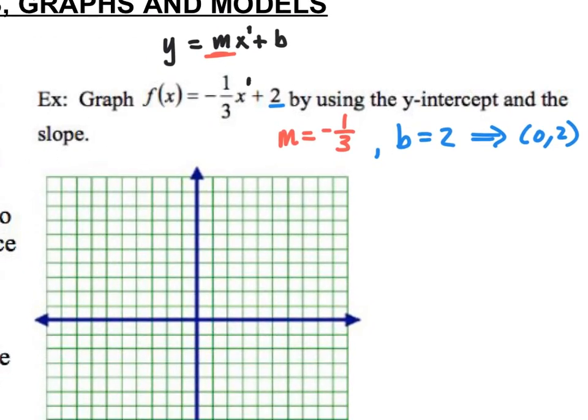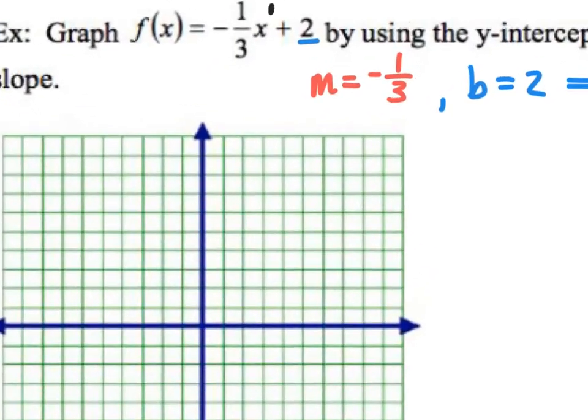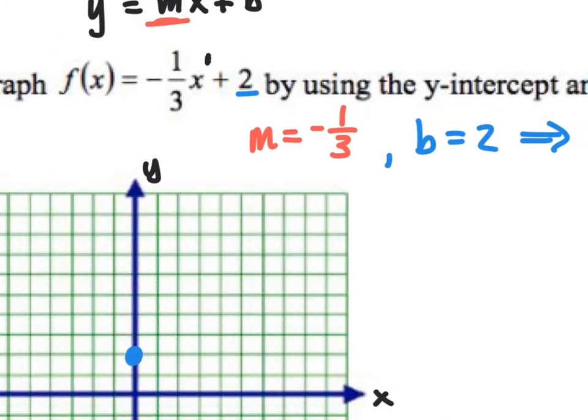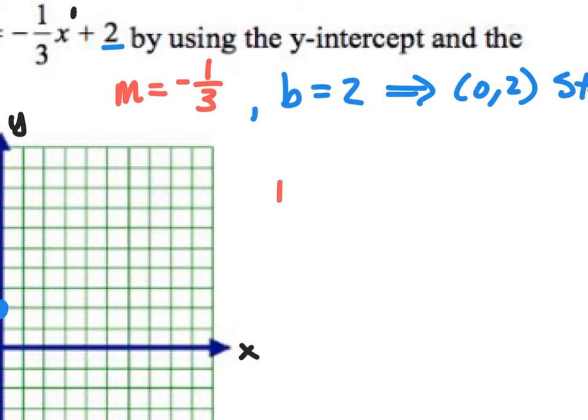So what I'm going to do is label my axes over here with x and with y. Okay, and I'm going to go up 2, and I'm just going to go ahead and plot a point. All right, and I'm going to do that in blue, okay, to keep things straight. Now I have the slope of negative 1/3. Now let me go over here and write this. I'm going to write m is equal to negative 1/3.